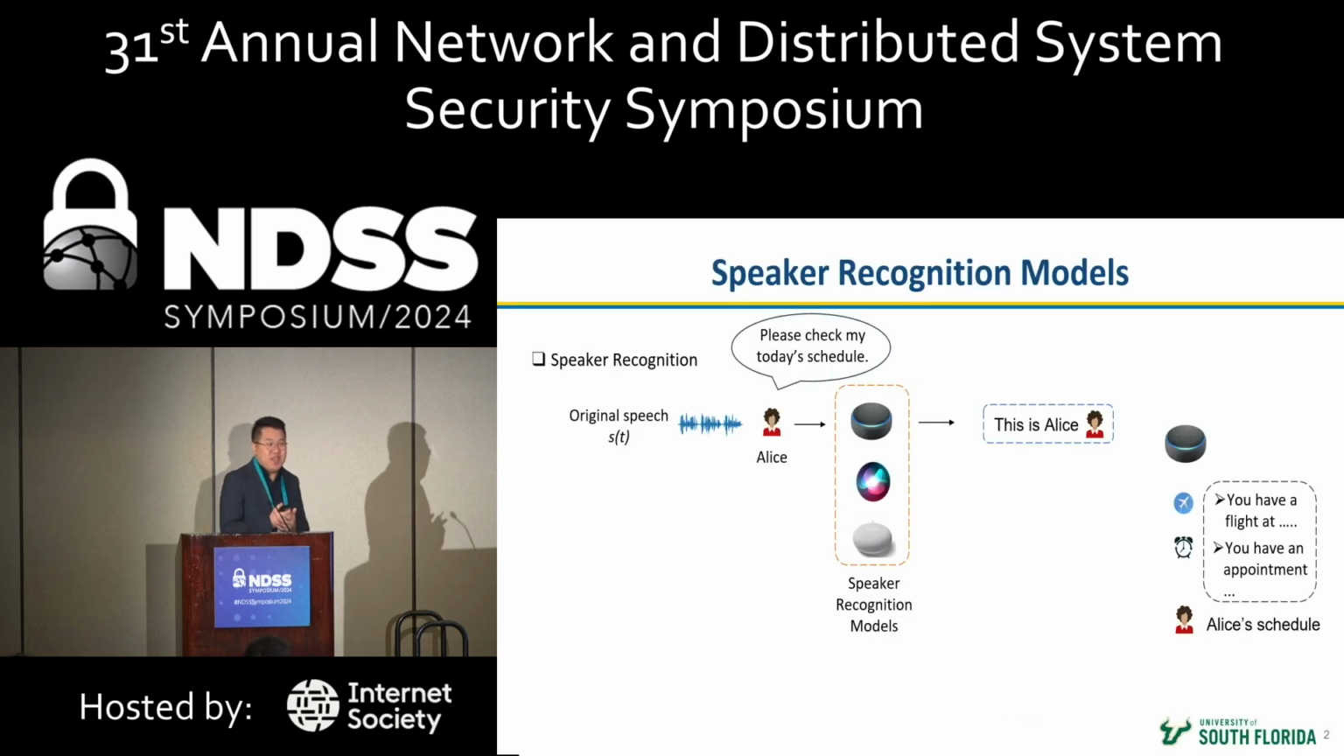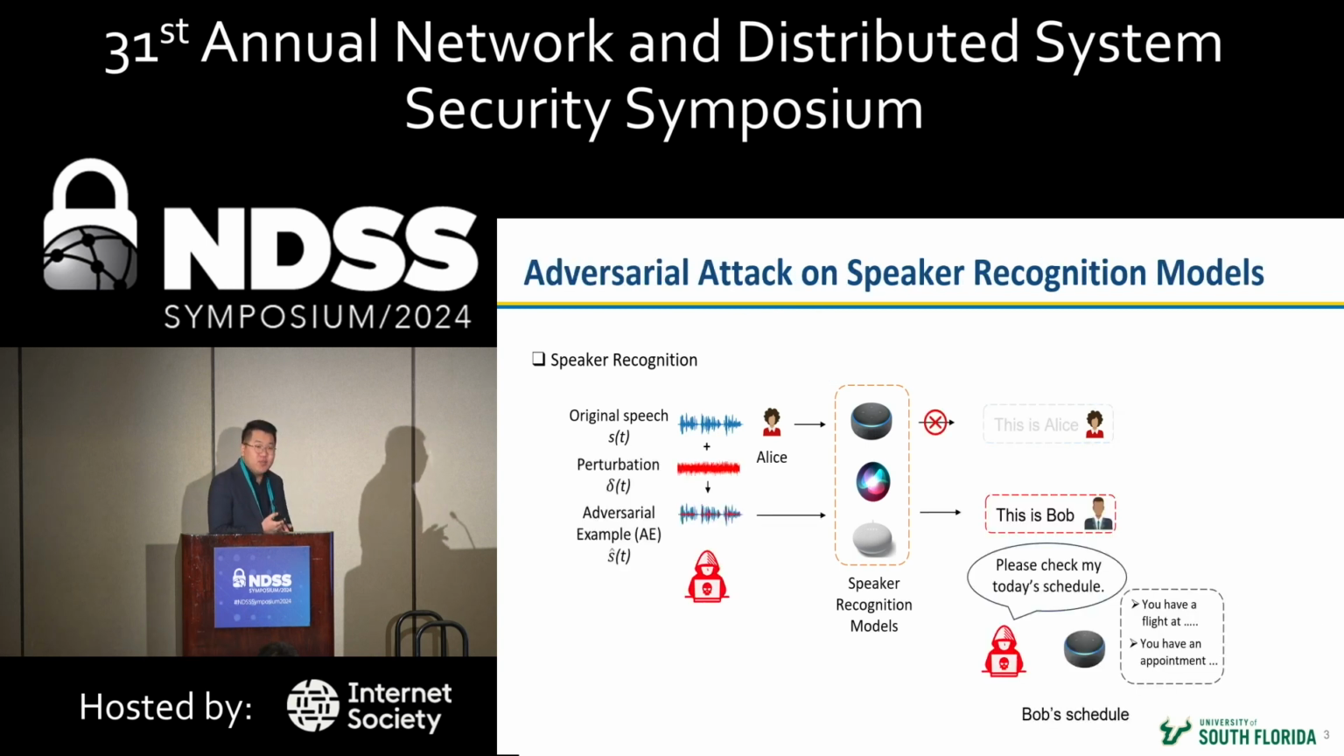So first, speaker recognition models play an important role in our daily life. It can recognize our voice and provide us some personalized services. However, these models are vulnerable to adversarial attacks, where attackers can use original speech and add some perturbation to generate the adversarial examples, and then spoof these models. For example, attackers can use Alice's voice to impersonate Bob and steal his personal information.